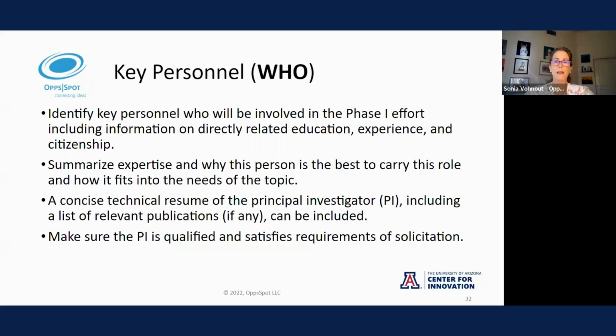All right. And especially the principal investigator. If you have relevant publications, make sure that you list for your key people what's the most important, to make them look really good and capable of achieving what you say you're going to do. Next slide.